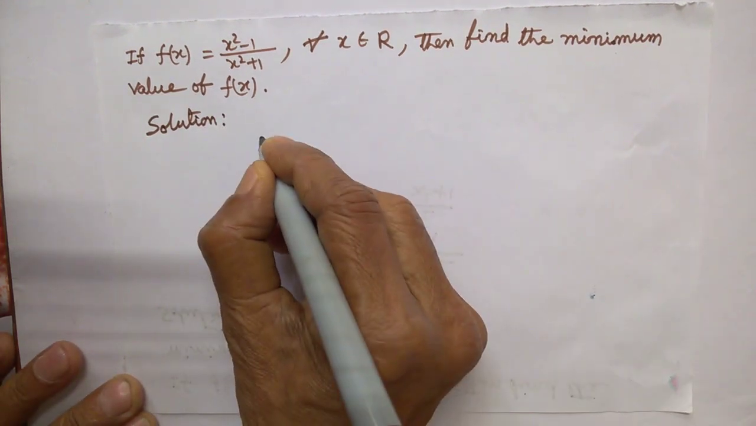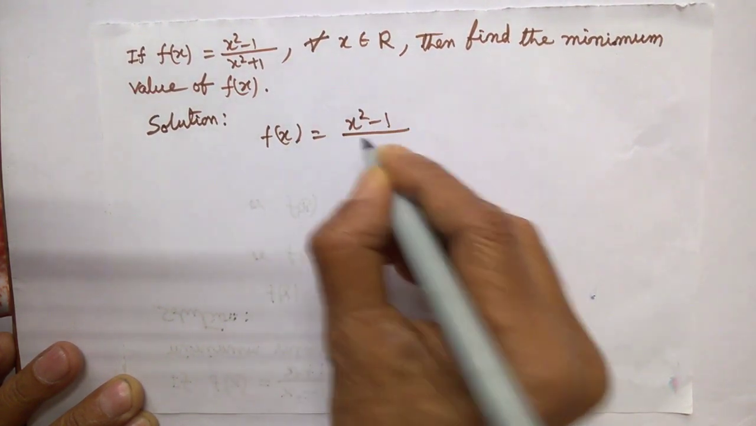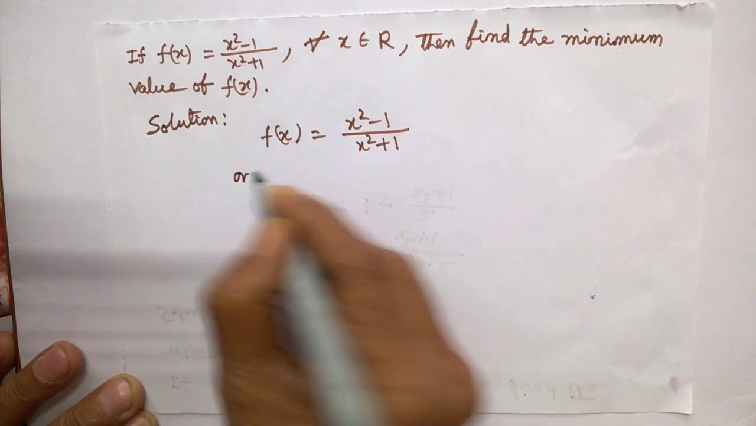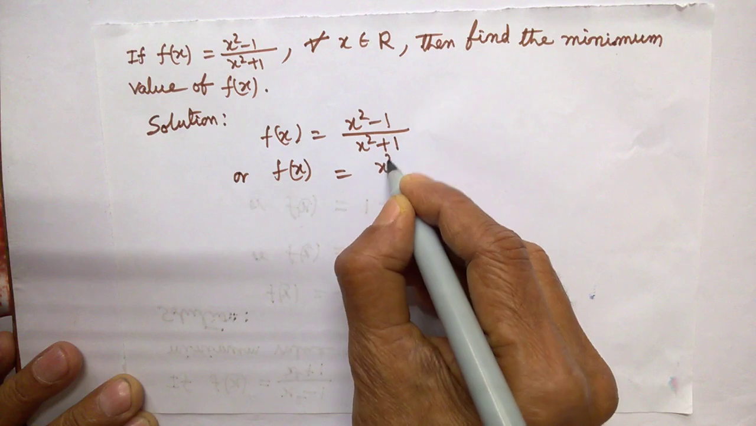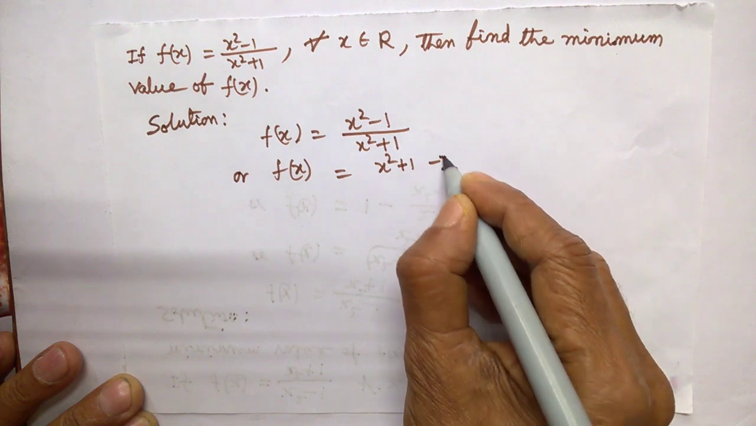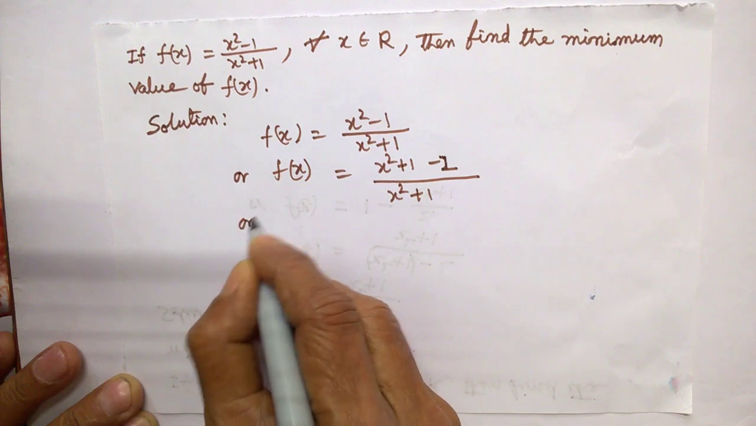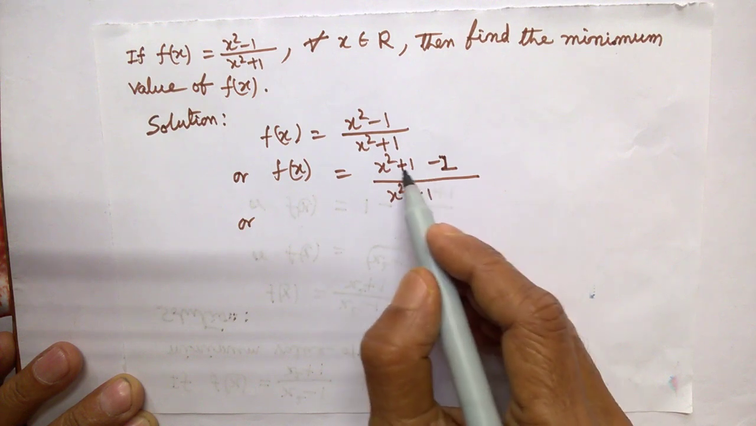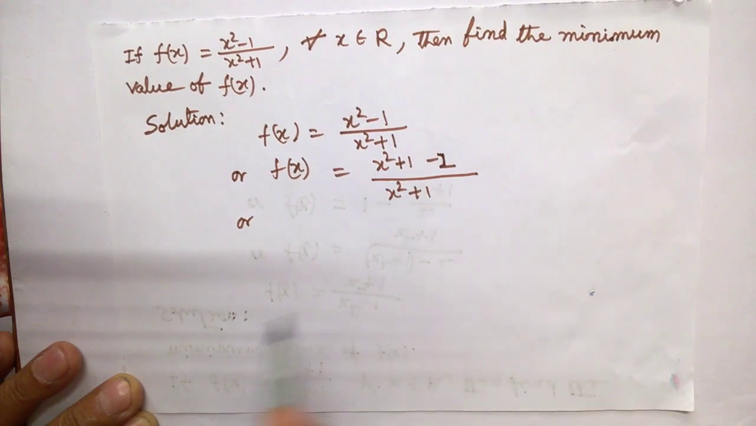First write the expression, that means f(x) is equal to (x square minus 1) by (x square plus 1). Now rearrange the right hand side. See, x square plus 1 minus 2. Plus 1 minus 2 is equal to minus 1. So actually nothing has been written extra. X square minus 1, if we simplify this, we will get.